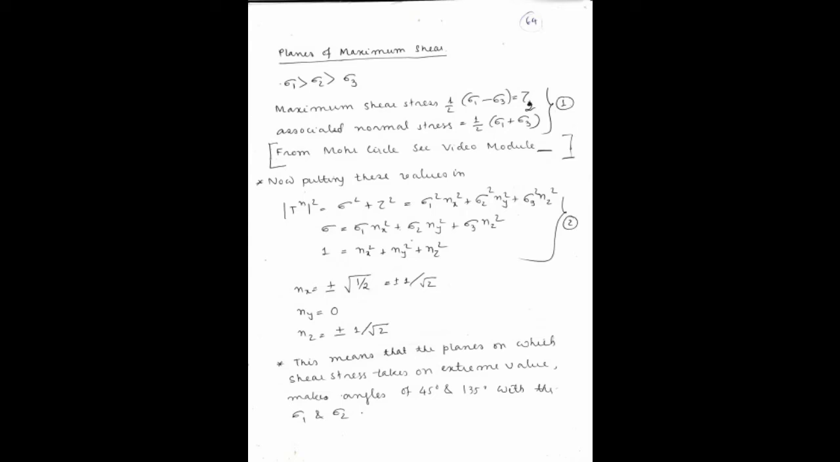Everyone, today we are discussing planes of maximum shear. First of all, consider the stress matrix, and these sigma 1, sigma 2, sigma 3 are the roots. So maximum shear stress, for the condition sigma 1 greater than sigma 2 greater than sigma 3, will be half of (sigma 1 minus sigma 3) equal to tau 2, and the associated normal stress will be half of (sigma 1 plus sigma 3). These are together given as expression number 1.